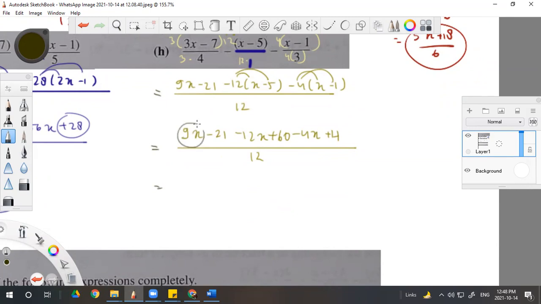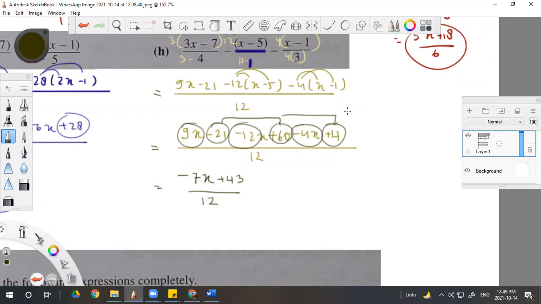So, like terms, 9x minus 12x. Minus 3x. You said x, because there is this. Okay, thanks. Go straight ahead, Karin, come on. Yes, you got it. Negative 21 plus 60 is 39. 39 plus 4 is 43. Done.